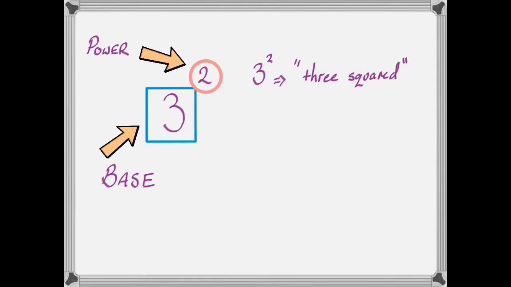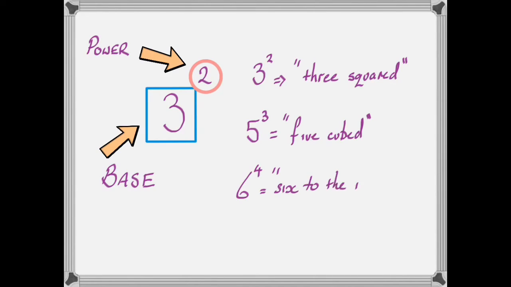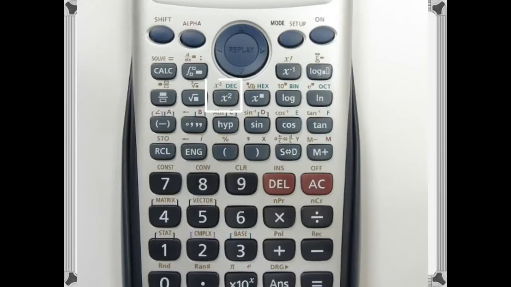Now, how do you say this? Well, 3 with the little 2 we would say as 3 squared. When it's a little 2 there, it's got a special name, squared. And if I have 5 with the 3, then I say 5 cubed. That's the special name for when you write a 3. But those are the only 2 special names. Any other time we would just say something like 6 to the power of 4.